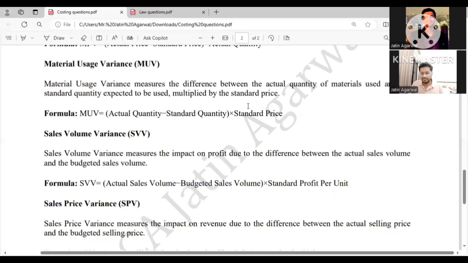Sales volume variance. In this, the sales department is responsible for increased or decreased sales volume at the standard profit per unit, right? So we do actual sales volume minus budgeted sales volume multiplied by the standard profit per unit.